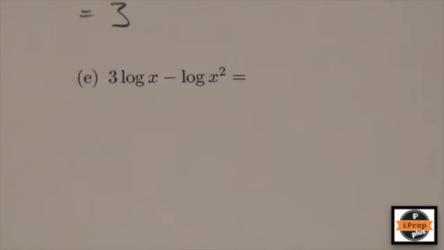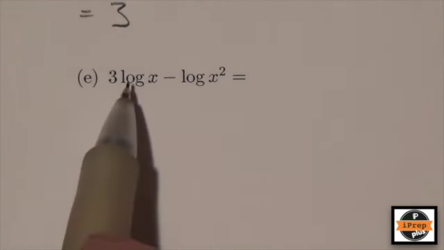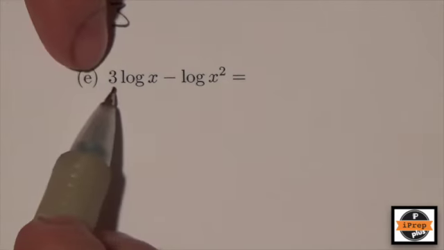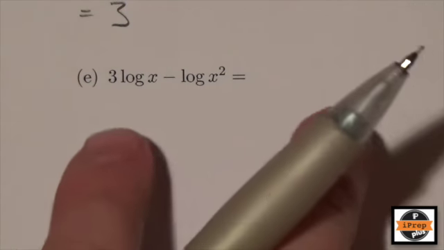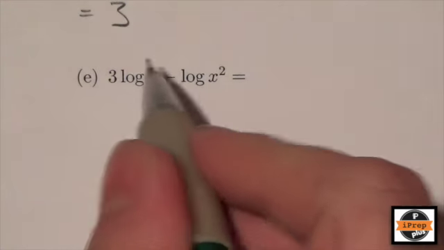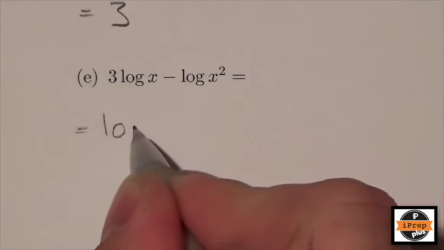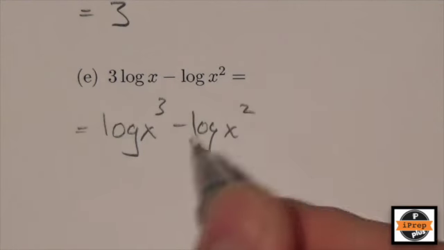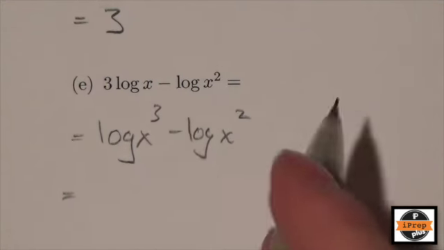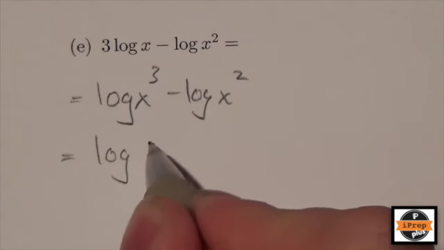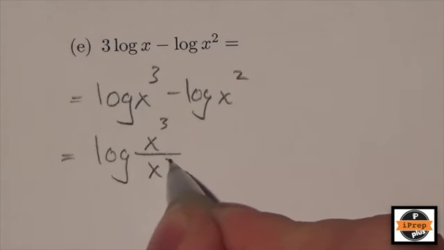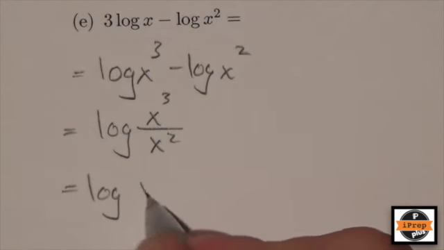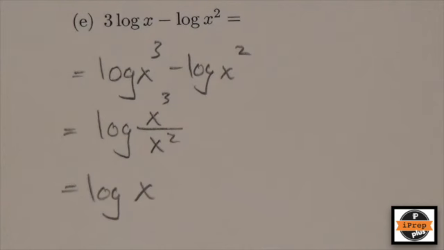Finally, let's take a look at this one right here. Same sort of thing. We've got 3 log x minus log x squared. There's a coefficient here, so again, this is that 2 steps to one logarithm. First, move that exponent up. So this is going to be log x cubed minus the log of x squared, and then subtraction becomes division, so this becomes the log of x cubed over x squared, and when I cancel those exponents by subtracting, I'll just get the log of x. That's all I'm looking for there.